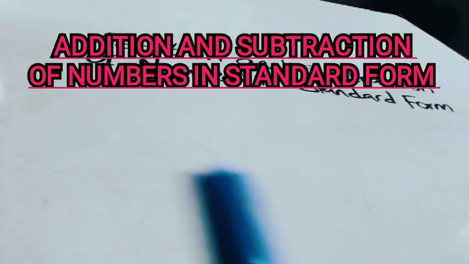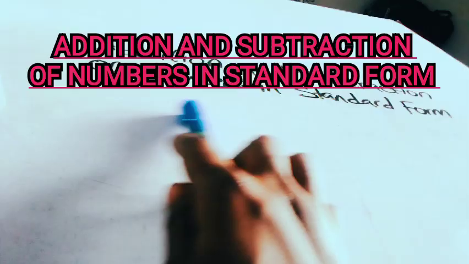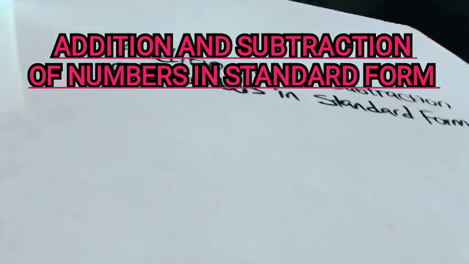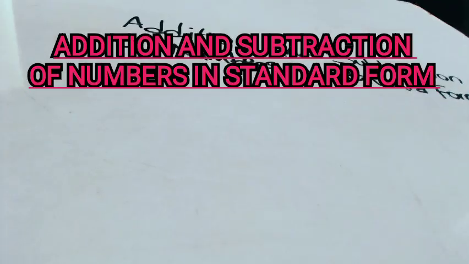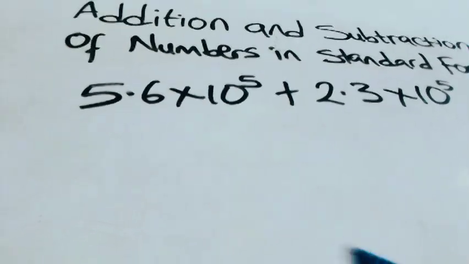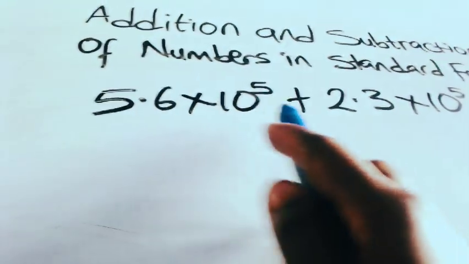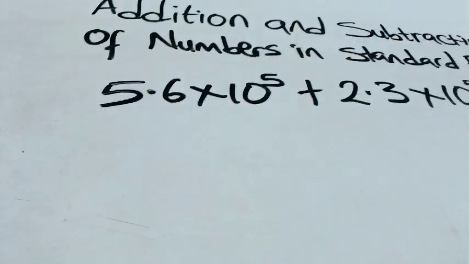In today's topic, we have addition and subtraction of numbers in standard form. Adding and subtracting numbers in standard form. Let's use the following example to explain the concept and the steps involved in adding and subtracting numbers in standard form. Look at the example: 5.6 times 10 raised to the power 5 plus 2.3 times 10 raised to the power 5.